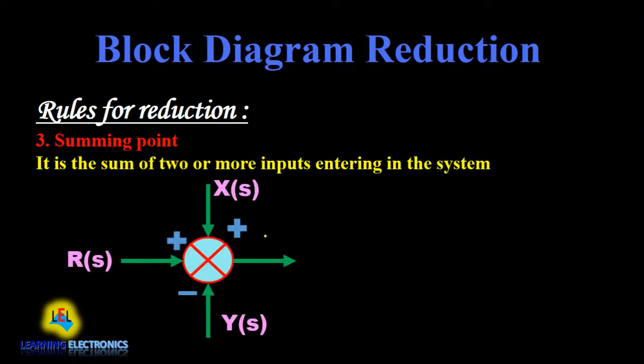And the third one is the summing point. Whenever two or more inputs are entering into the system, we use a summing point for adding those inputs. Here you can see R(s) is added to the summing point because a plus sign is there, X(s) is added with a plus sign, and Y(s) is subtracted with a negative sign here. So the output signal C(s) will be equal to R(s) plus X(s) minus Y(s).